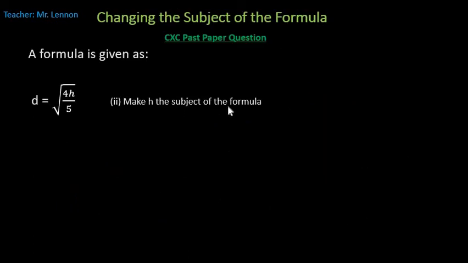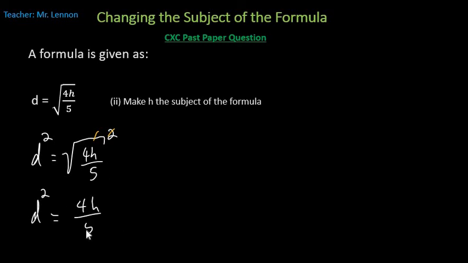Make h the subject of the formula. So to make h the subject of the formula, what do we need to do first? Recognize that d is the subject. So we need to remove what first, guys? Yes, you're correct. We need to remove the square root. And we remove the square root by squaring both sides. Now remember, a square root is cancelled off with a square. And so we have d squared is equal to 4h over 5.